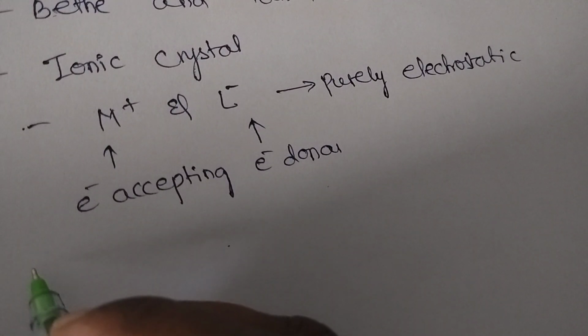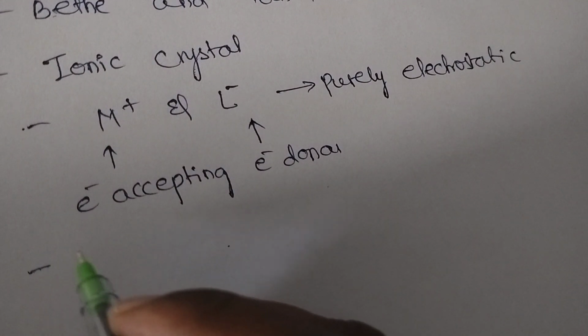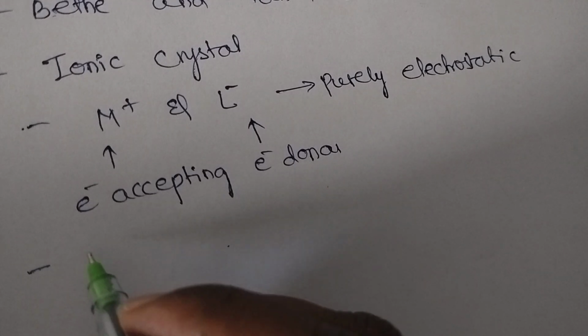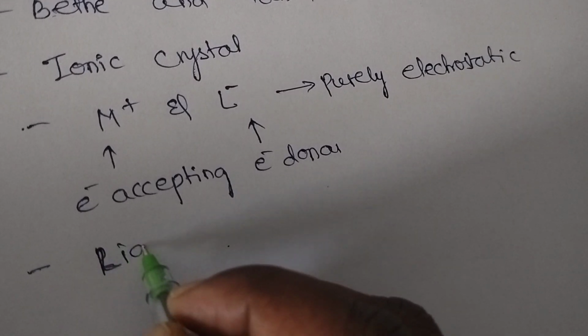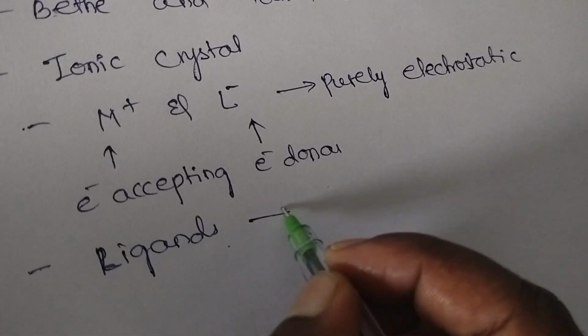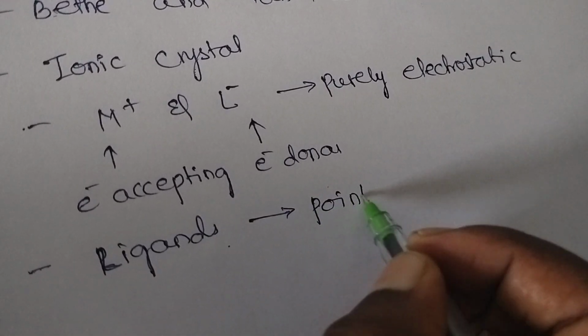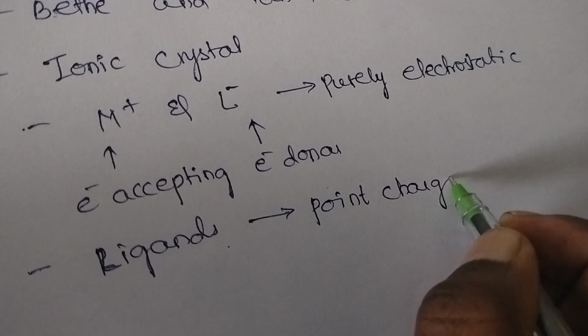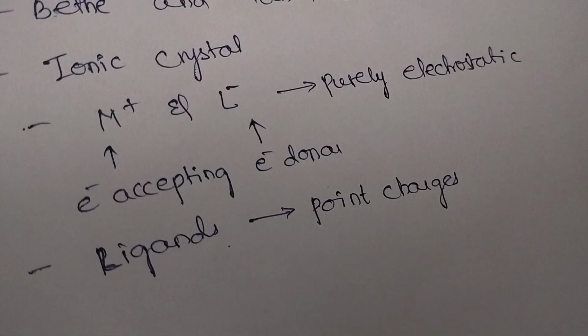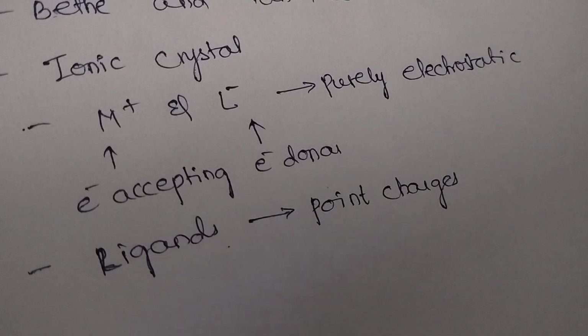The next point is that, according to crystal field theory, ligands are treated as point charges. What are ligands? The species which have electron excess nature are known as ligands. So ligands are treated as negatively charged particles, that is, point charges or charged species.